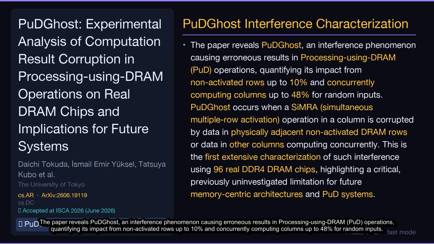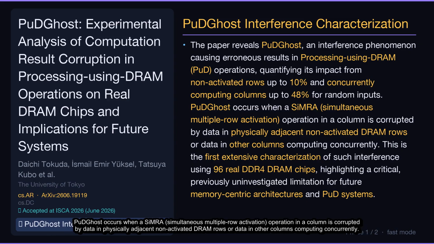The paper reveals PuDGhost, an interference phenomenon causing erroneous results in processing-using-DRAM (PUD) operations, quantifying its impact from non-activated rows up to 10% and concurrently computing columns up to 48% for random inputs. PuDGhost occurs when a SiMRA, simultaneous multiple row activation, operation in a column is corrupted by data in physically adjacent non-activated DRAM rows or data in other columns computing concurrently. This is the first extensive characterization of such interference using 96 real DDR4 DRAM chips, highlighting a critical, previously uninvestigated limitation for future memory-centric architectures and PUD systems.